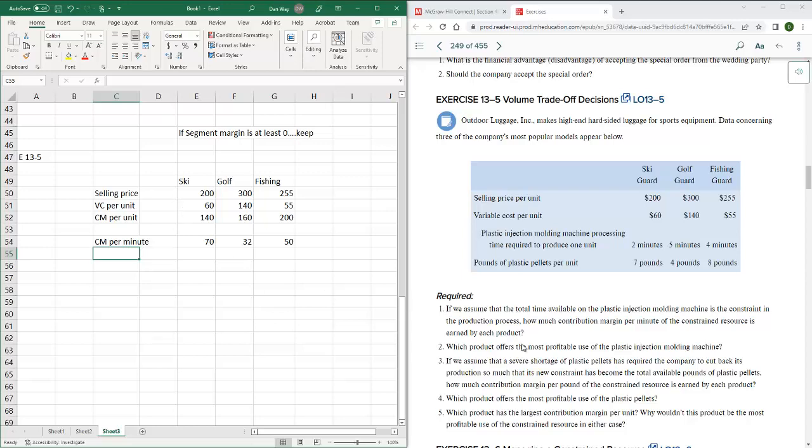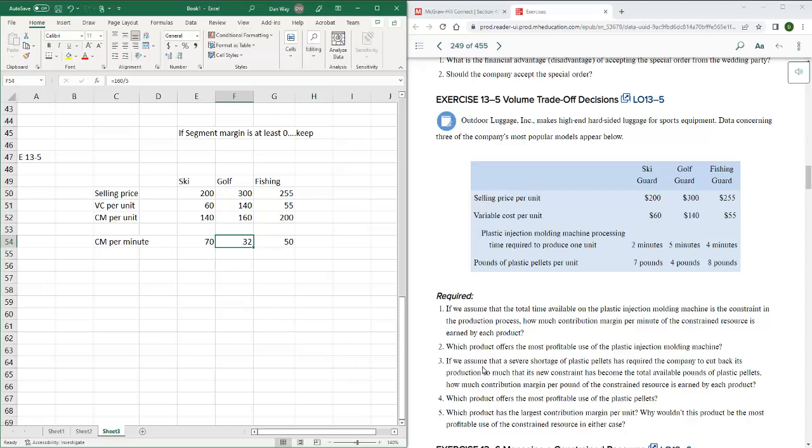So part 2 said, well, which product offers the most profitable use of that machine if it's the constraint? Well, there's our ski guard right there, right? Every minute I spend making those things can generate CM of up to $70, more than if I'm making the fishing or the golf guards.